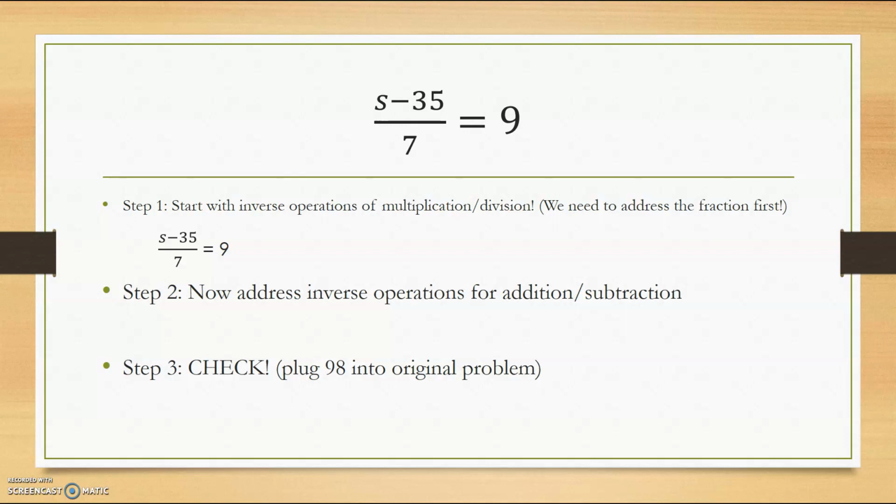Now, I know I said that normally we do addition subtraction first, and then we address multiplication division, but look at the problem. What situation are we dealing with here? We're dealing with a fraction. Now, the number that's farthest away from the variable in this case is 7, and that's our denominator. In order to get it as a normal expression of just s minus 35, we need to get rid of the fraction piece first. So we have to do multiplication division first, okay?